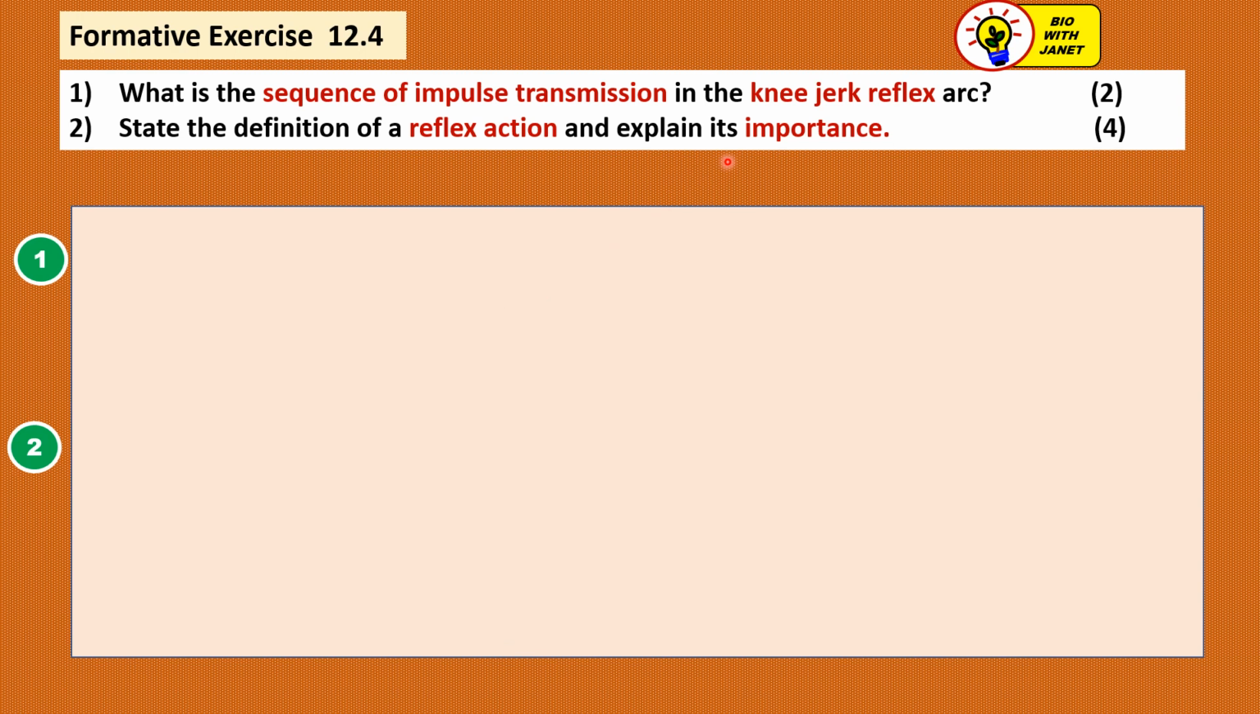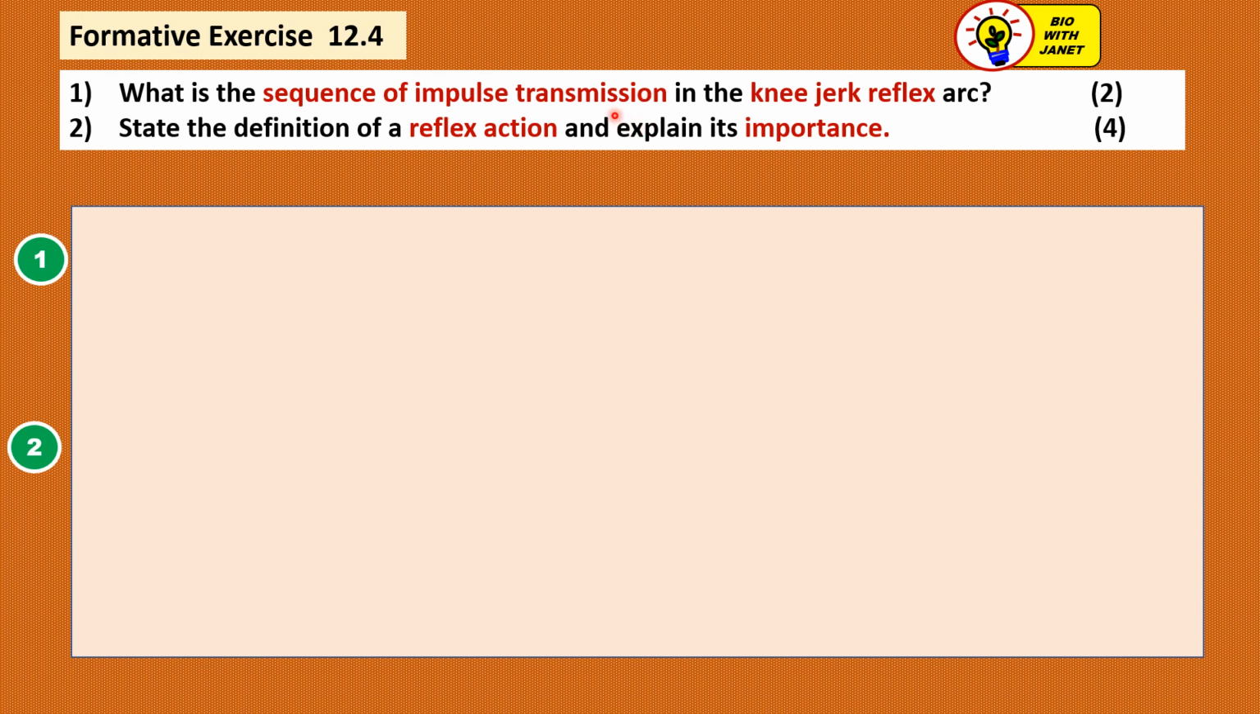Now let's look at some questions in this formative exercise. 12.4. What is the sequence of impulse transmission in the knee-jerk reflex arc? 2 marks. All right, so this first question is asking you for the sequence of impulse transmission. So you have to mention things like receptors, the types of neurons, the control center, and so forth. And use an arrow to denote the sequence of events.